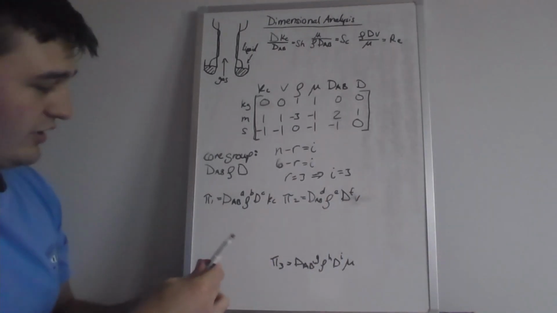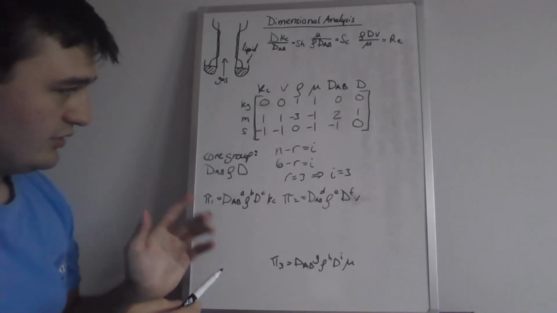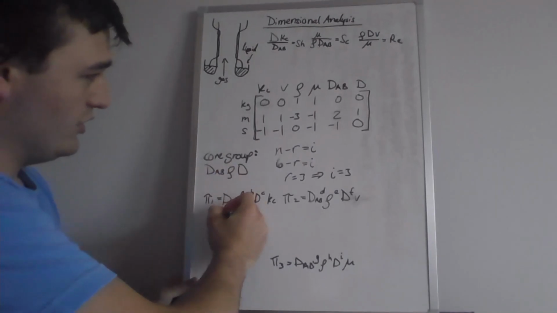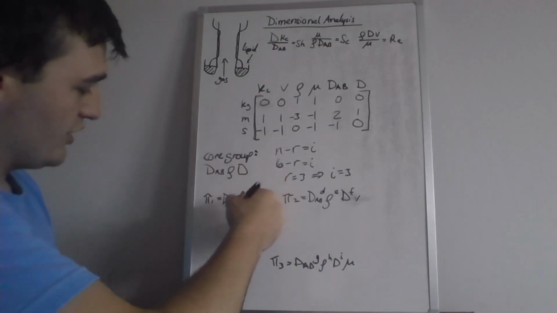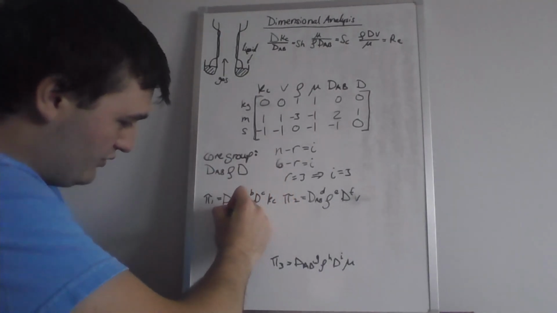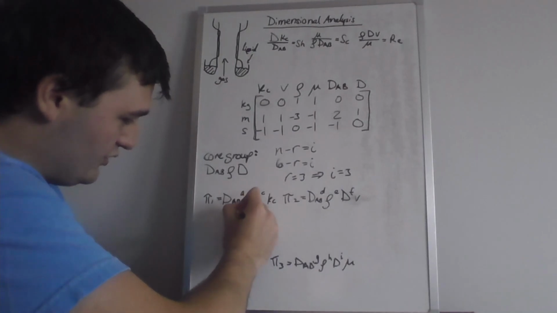So if we take a closer look at the units again for each of these, we know diffusivity is meters squared per second, area per time. So we have meters squared per second here.